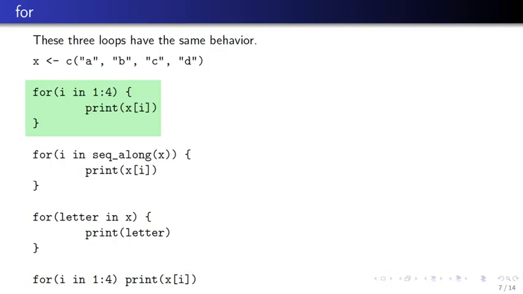I create an integer sequence, and then I print out the ith element of x each time. So here, this loop just prints out A, B, C, D. Another thing I can do is use the seek along function.